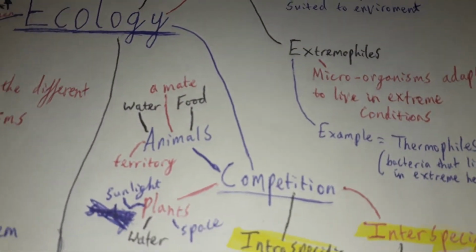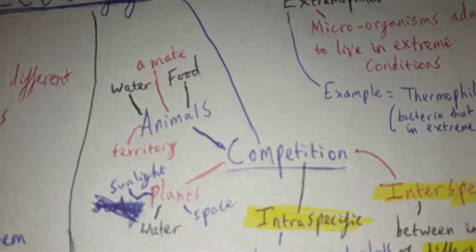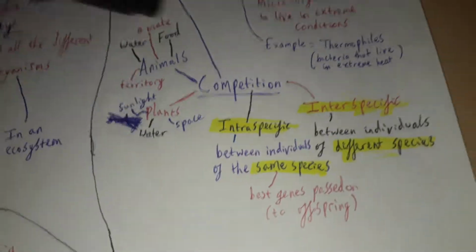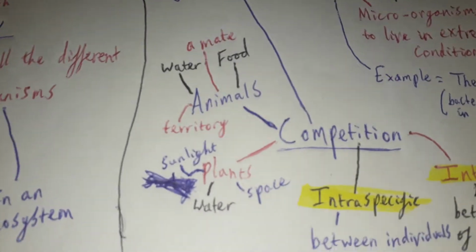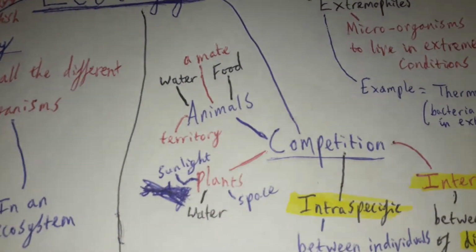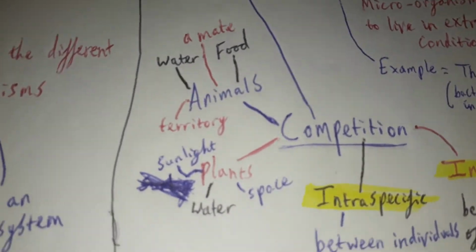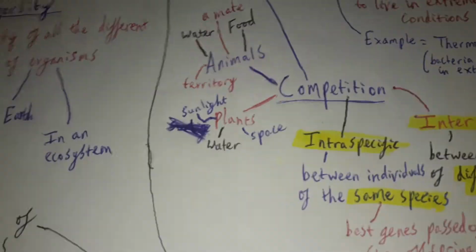Another thing they fight over is territory. As I've said, this is between the same species and other species. Certain animals tend to take certain places and not let other animals in there. Next, let's look at plants.